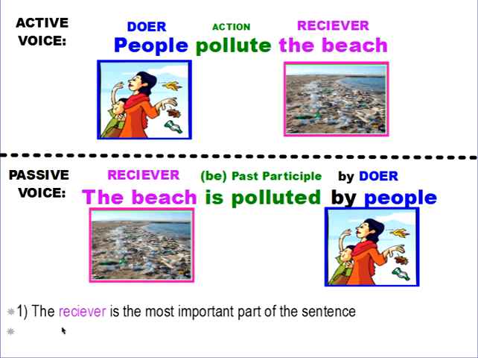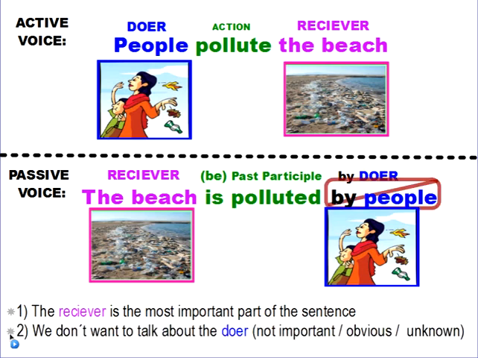Okay? So the reason why I use the passive voice is that the receiver is the most important part of the sentence. For example, the people aren't important in this sentence. I want to talk about the beach. The beach is the thing that is affected. So the receiver is more important. Another reason why is that we don't want to talk about the doer for many reasons. Maybe it's not important, or maybe it's obvious, or maybe we don't know. So in the context of the beach is polluted, maybe it's not important who is polluting the beach, or maybe I don't know who's polluting the beach, or maybe it's obvious who is polluting the beach. So I don't always need to use my doer. I can just say the beach is polluted. Okay.